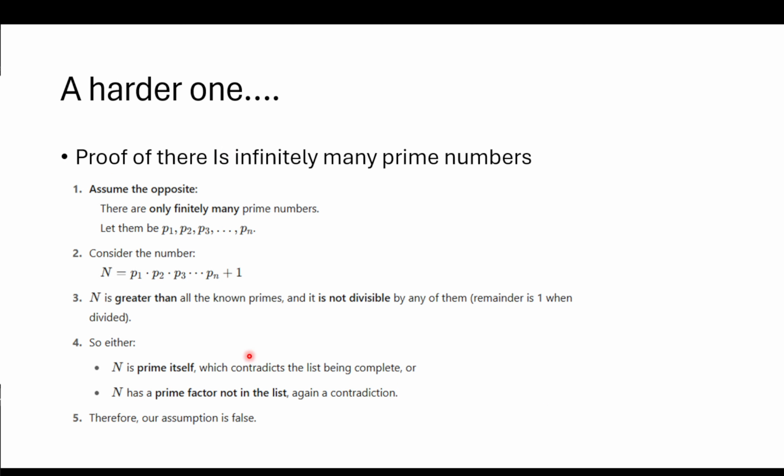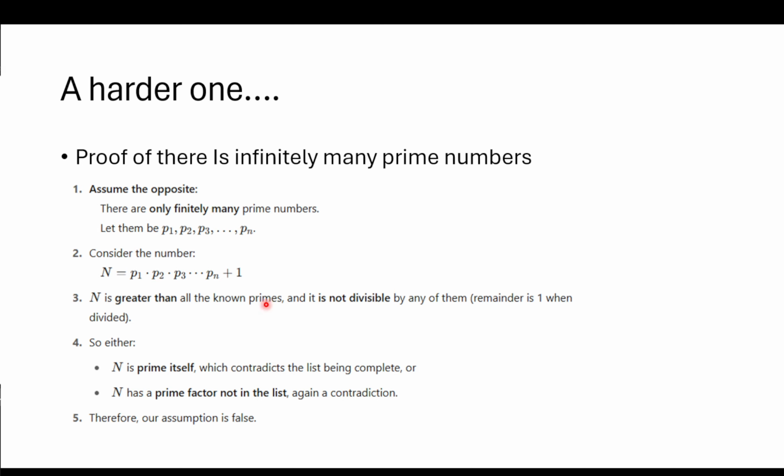Here's one harder one. Prove there are infinitely many prime numbers. So you want to assume the opposite. Because it says there are infinitely many prime numbers, you want to say there are only a finite number of prime numbers. Okay, so then you say, let the prime numbers be p1, p2, p3, all the way up to pn. Now you want to consider n, which is equal to all these prime numbers multiplied together plus 1.